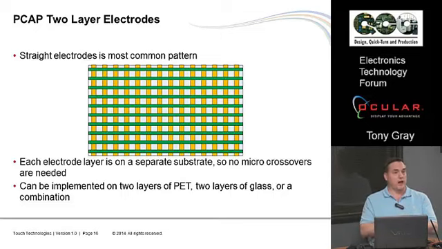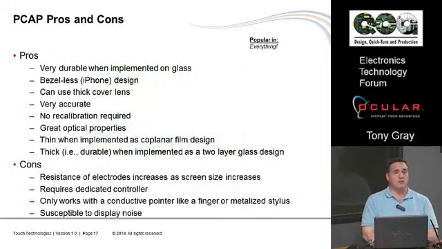It's just a grid. You're just laying out one direction and then another layer that's exactly perpendicular to that direction. And then, of course, the great thing about this is they're 2 separate layers, so you don't need microcrossovers. The downside of that is it's thicker because you have to have 2 conductive layers. So let's talk about the benefits and the cons of Pcap.